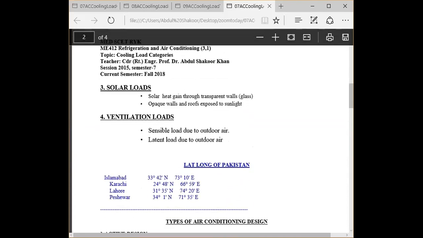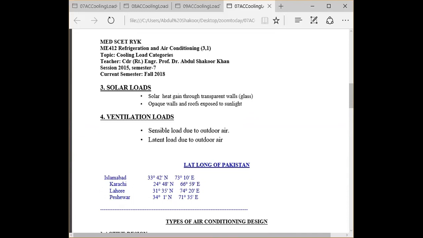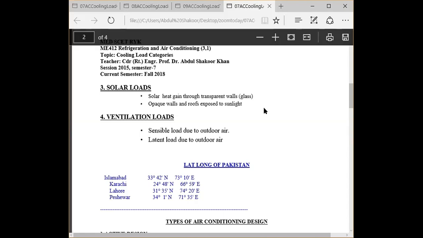Now, what is solar load? I have explained heat gain through the transparent walls only, glass. And it may be heat transfer through an opaque wall. What is an opaque wall? Where there is no glass, there is cement, concrete, wood, or any other material through which we cannot see. It's called an opaque wall and roof.